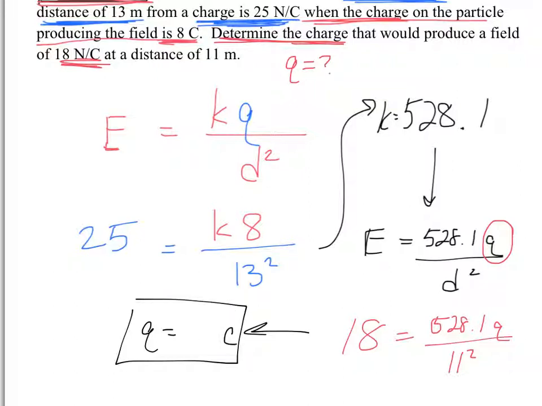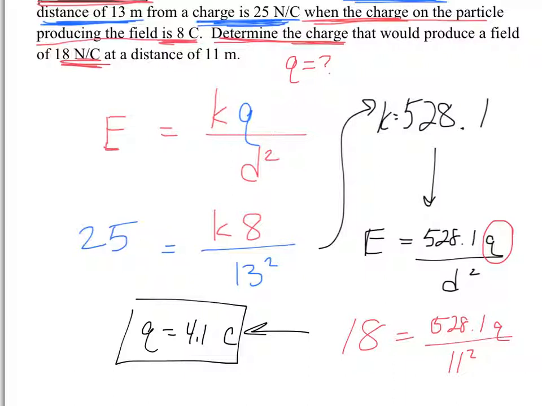4.1? Let's see. Looks about right. 18 times 121 divided by 528. It's got to be a number greater than 1, that's for sure. Good? Okay, so we understand what we're doing here?